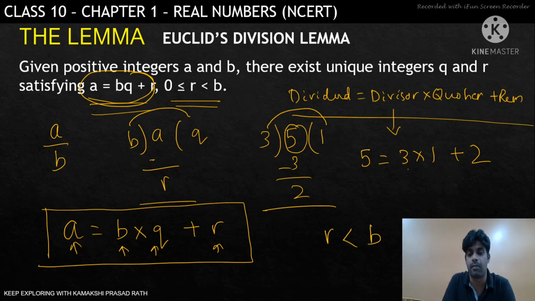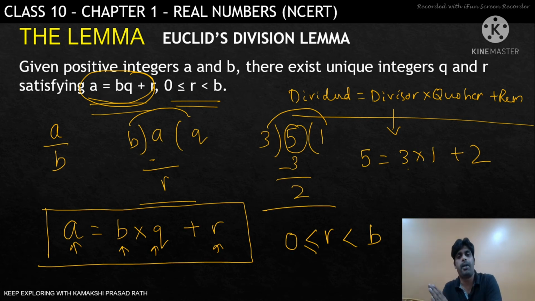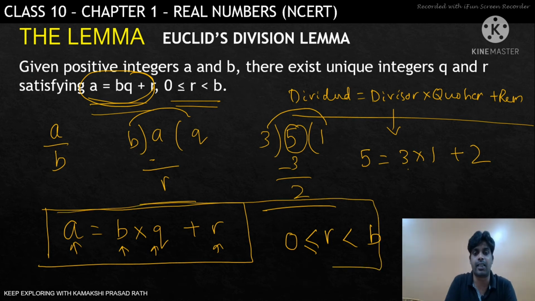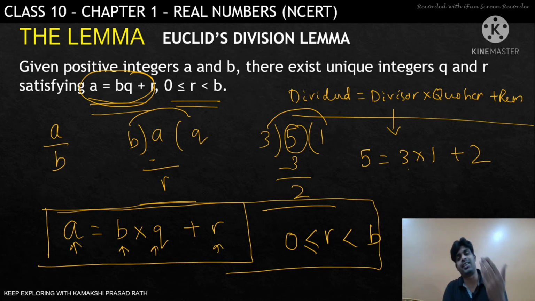Our divisor is b. So the remainder is always less than the divisor, but it can be greater than or equal to 0. It can be 0 or greater than 0, but less than the divisor. Hence, this is our Euclid's division lemma. A equals BQ plus R means whenever we divide two integers, there exist two unique integers Q and R, satisfying that A is equal to BQ plus R. That means when you multiply B and Q and add R to it, we will get back A. So that is the lemma here.